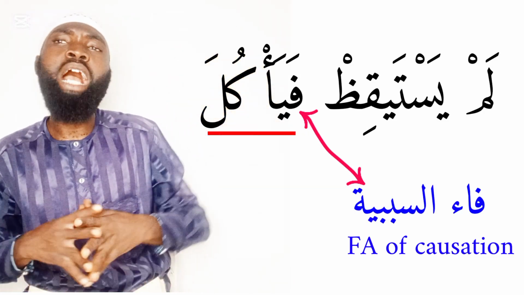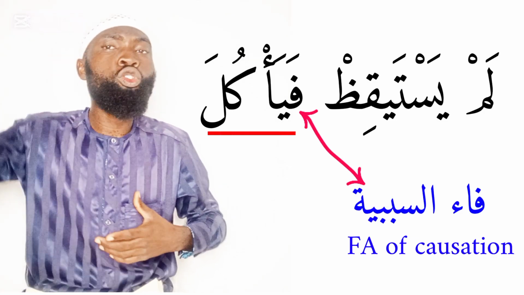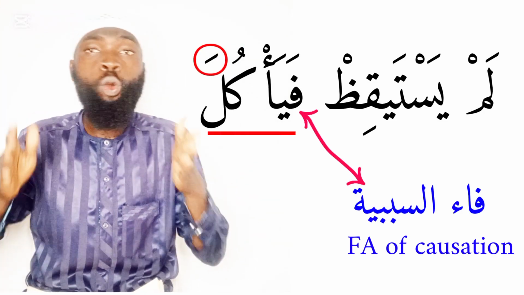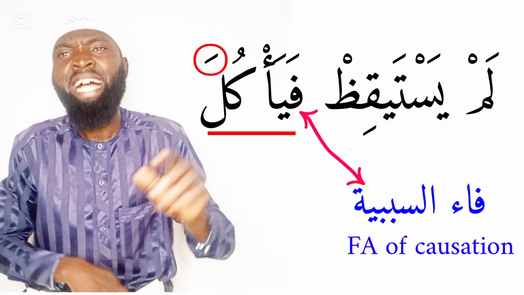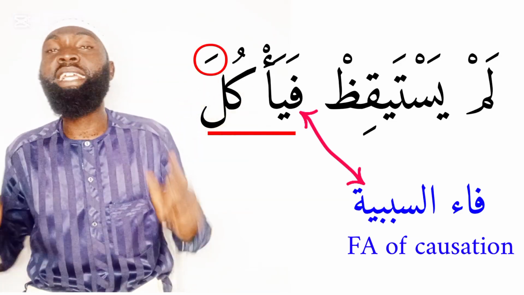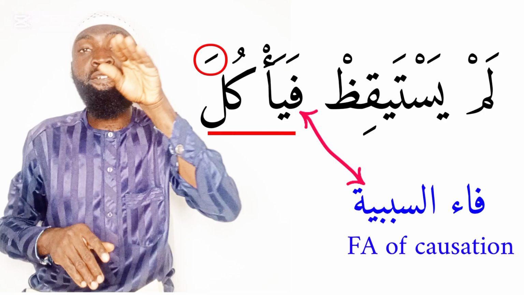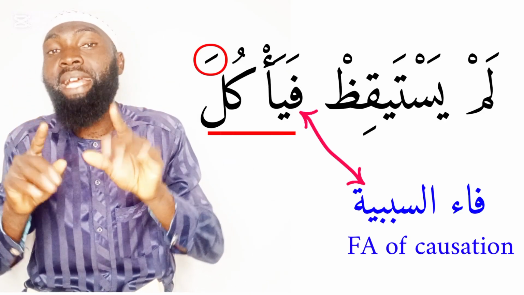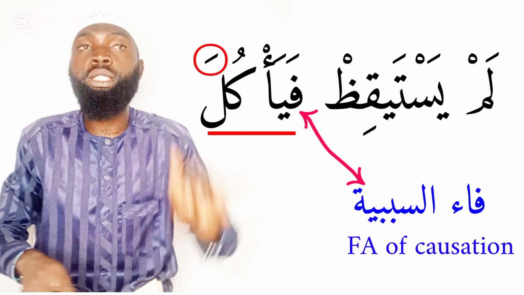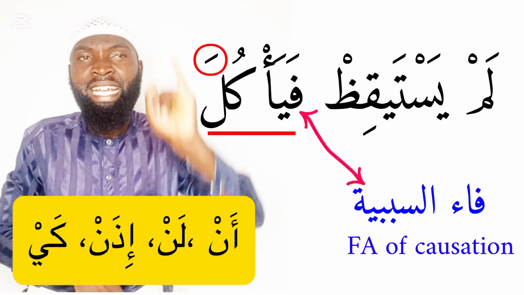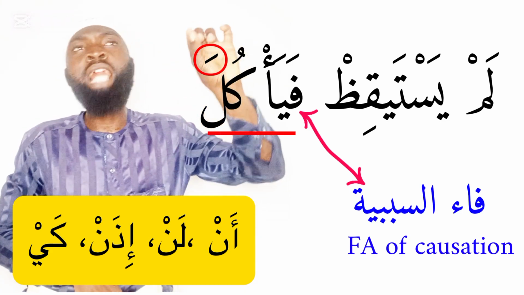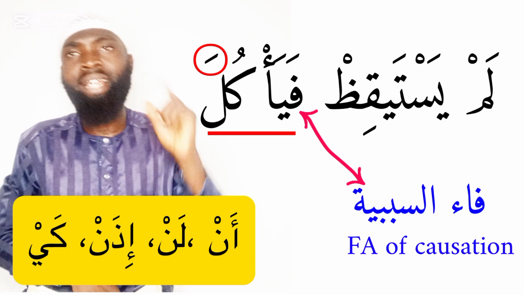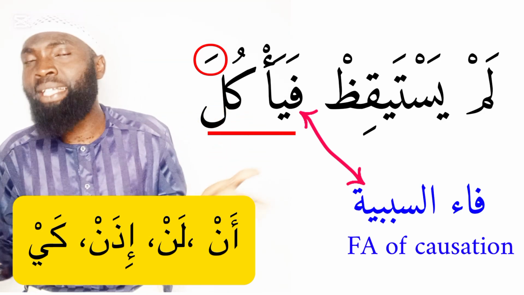Why do you think the word yakula is changed from dhamma to fatha at the end, when you know that all present tense verbs originally should end with dhamma? The only time a present tense verb in the Arabic language could end with a fatha is when it appears after one of these four particles, which are an, lan, idan, and kay. But when you look at fayakula, none of these particles are there. Then what is the reason behind this?